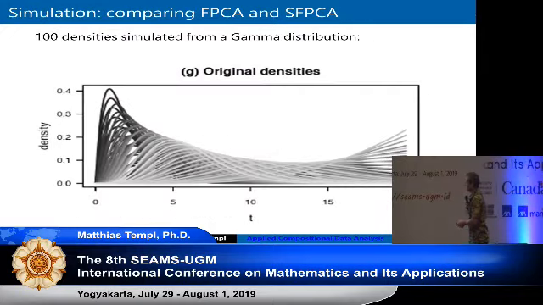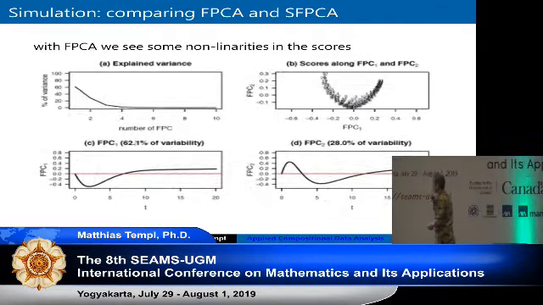So one example here: we have 100 densities simulated from a gamma distribution. So it's basically a 100-dimensional data set on time t. And how to present that in 2 dimensions? So we have 100-dimensional data here. How to present that? We use principal component analysis, here with the classical approach, functional principal component analysis. And what we see here is that the first principal component explains 62%. The second principal component explains 28% of the variation in the data set. That's quite high. But we see some nonlinearities in the scores.